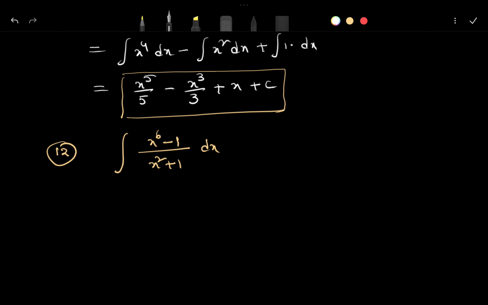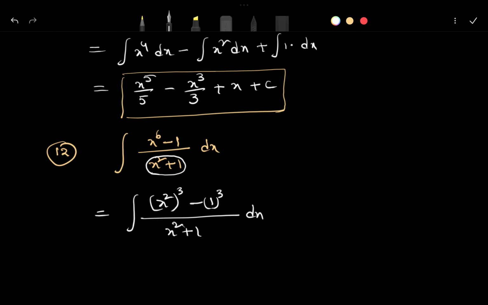So now in this problem, you can write integration of (x square) whole to the power of 3 minus 1 whole to the power of 3. Why did you write x square whole to the power of 3? Why can't you write x cube whole square? Because the denominator is x square plus 1. So you should write x to the power of 6 as (x square) whole to the power of 3, divided by x square plus 1, into dx.